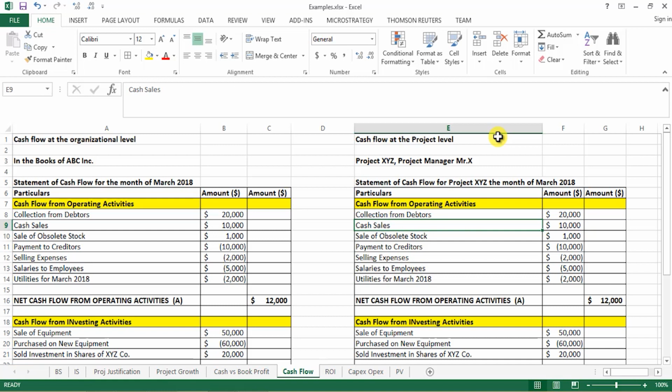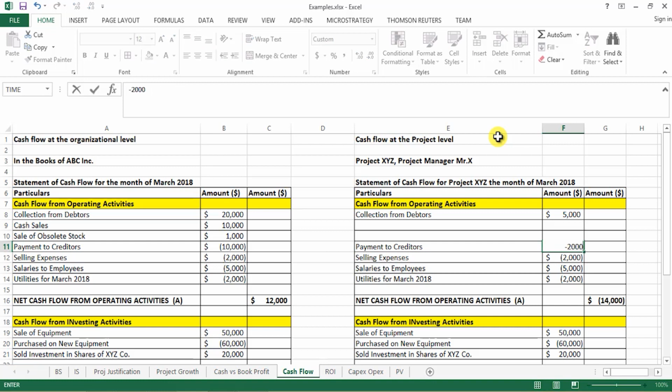Now, what can be the cash flow for project XYZ for Mr. X? There can obviously be data collection if it's a revenue driven project where they have the timelines all set up. We'll say we had a collection of somewhere around $5,000 for the month of March. Cost of sales, cash sales, nothing. We'll remove this. Obsolete stock is supposed to be the company's liability, I think. We paid creditors, let's say, $2,000, which are only relevant to Mr. X's project. Selling expenses may not be there. We'll keep it for the timing, but reduce the amount. It cannot be that substantially high, so we'll just put $100 over here.